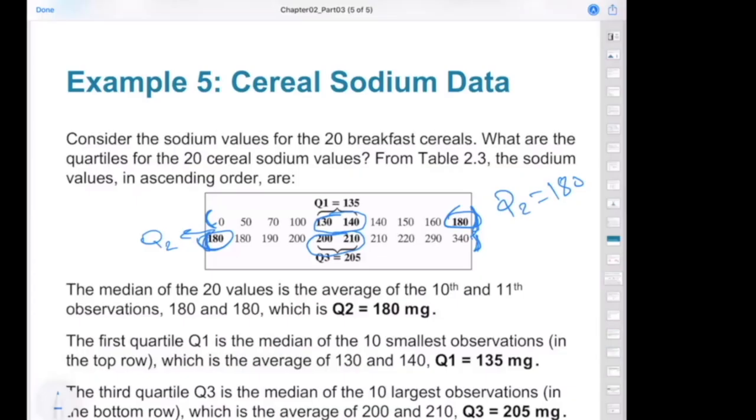Between them, you have the median. Find the average of these two numbers. So it's 205. This is the third quartile.